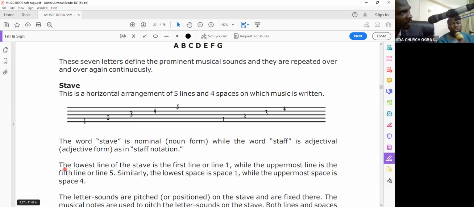So everywhere you are being asked about what this means, it is a stave, not a staff. So you don't go and say it's a staff. It's a stave. That's the nominal name.